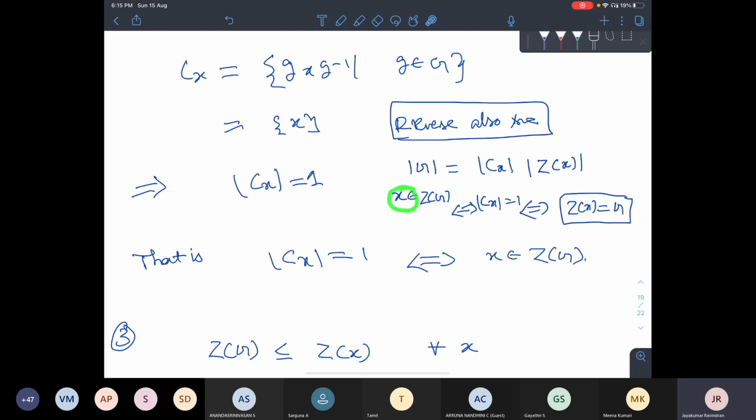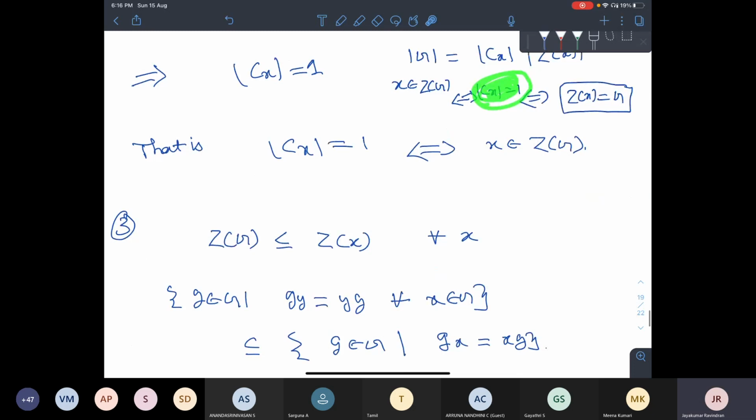First, you take the center of G. By definition, commutativity says there is only one element. To prove the reverse way, what is the definition of Z of X? Z of X is the set of all g which commute with X. That being equal to G, the whole group, means every element commutes with X, so X is inside the center. So again the quality, being inside the center, is captured by the quantity. This is much more beautiful. That's the second thing.